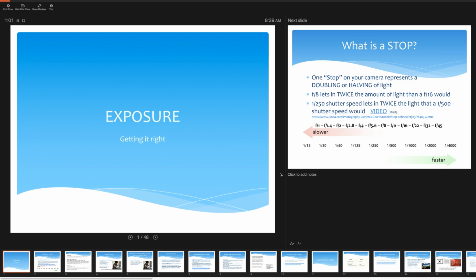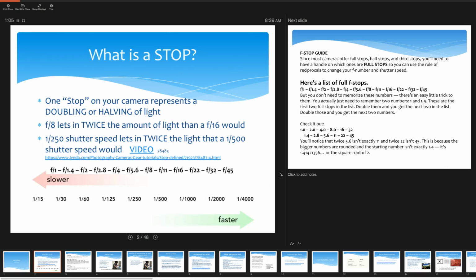So f-stop, we talked about that, right? That's your aperture. So what is a stop? Really, each time you change from one number to another, it's letting in double the light, or if you go the opposite direction, it's letting in half the amount of light. That's a big difference, right? Just in one stop. So because of that, we're going to learn today that there's some baby steps you can take in between.